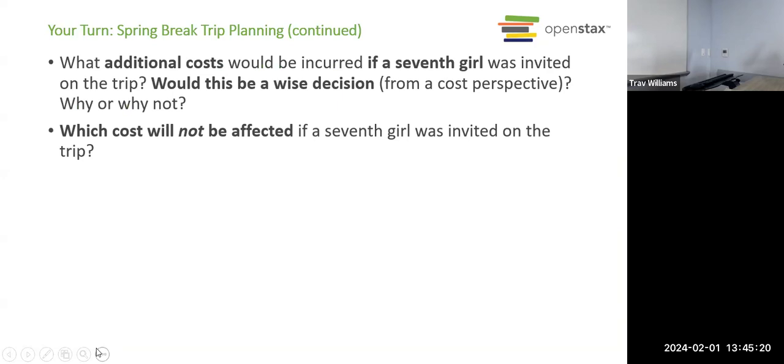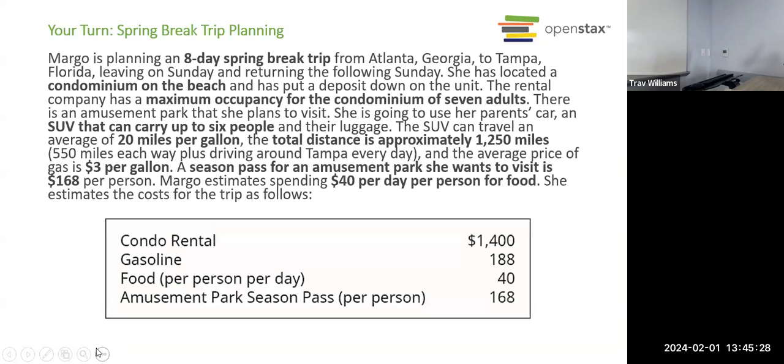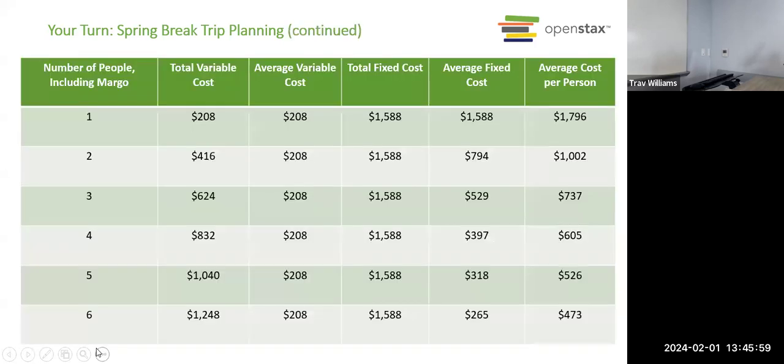So this is helpful to have this information, but now we have some questions. What additional costs would be included if a seventh girl was invited on the trip? So let's think about that. Based on what we know, what additional cost would there be with another person? That girl would probably have to rent out her own car or rent out a bigger car. Exactly. The SUV only holds 6, so there's going to be an additional transportation cost, right? And then, of course, the variable cost would also go up. More food and another season pass. But the condo accommodates that, so we'd still be okay as far as the condo goes.